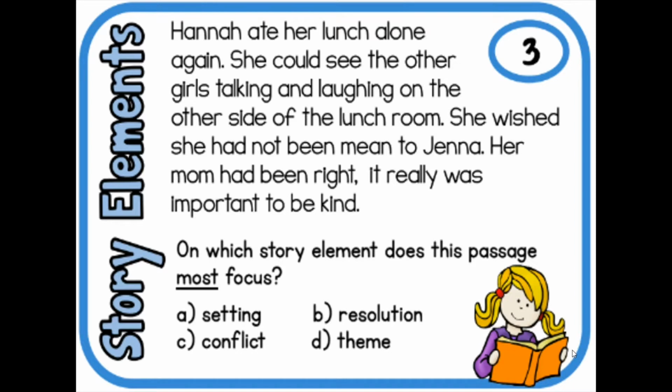So I have conflict C or theme D. So, let's see. As I go back and look, I see where it says that Hannah ate her lunch alone. She could see the other girls talking and laughing on the other side of the lunchroom. She wished she hadn't been mean to Jenna. And her mom was right that it really was important to be kind. So it seems like maybe she had been mean and now she's all alone.